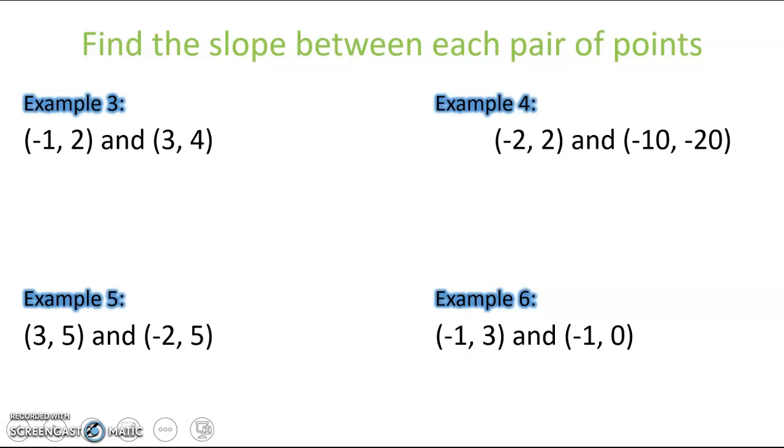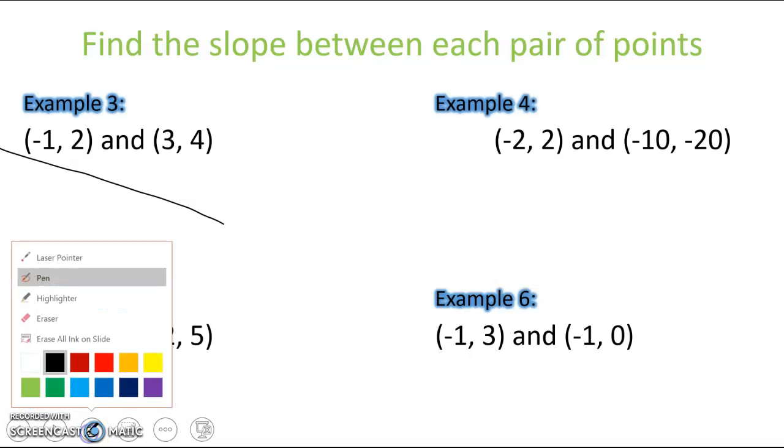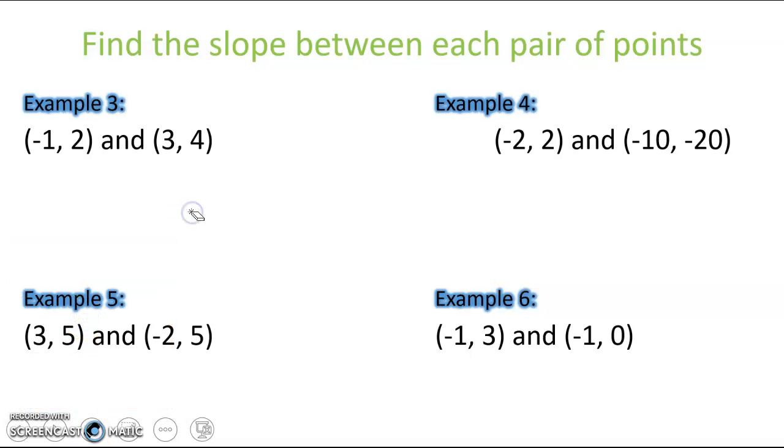Alrighty, so now we've dealt with finding slope when we're given a graph. Now we need to find a slope when given 2 points. This is when I bring out my slope formula: y2 minus y1 over x2 minus x1. We do our y's minus our y's and our x's minus our x's. So let's go ahead and label them. Let's do 2 as my y1 and 4 as my y2, negative 1 as my x1, and 3 as my x2.